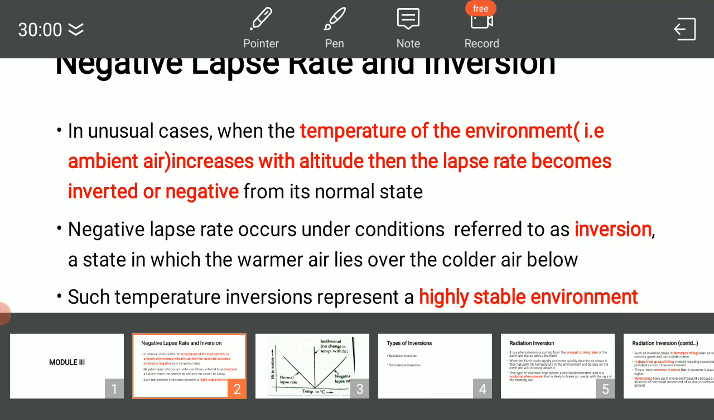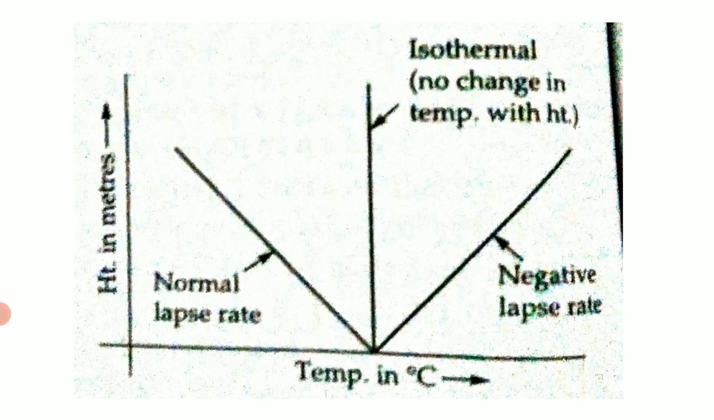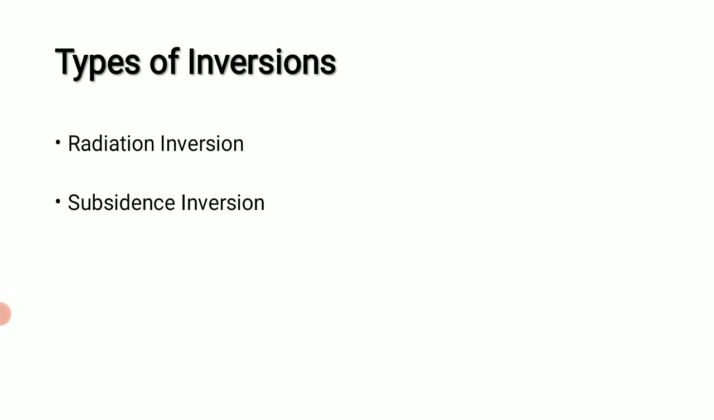And this is a graph between height and temperature, and here it is indicated the normal lapse rate, the negative lapse rate, which is an upward sloping graph, and also an isothermal state where there is no change in temperature. And there are two types of inversions: radiation inversion and subsidence inversion.